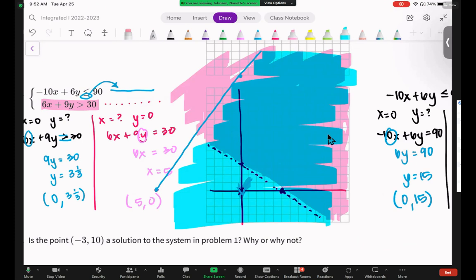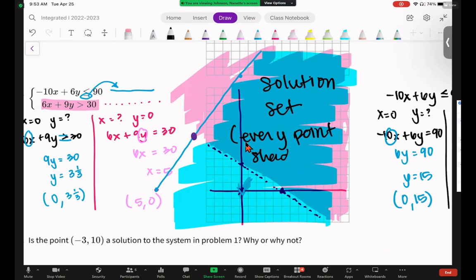Now, on the test, on the last quiz, you all said, not all of you, but a bunch of you said this point right here is the solution, and that's not true. It's all of this section here, which is our solution. So this is our solution set.